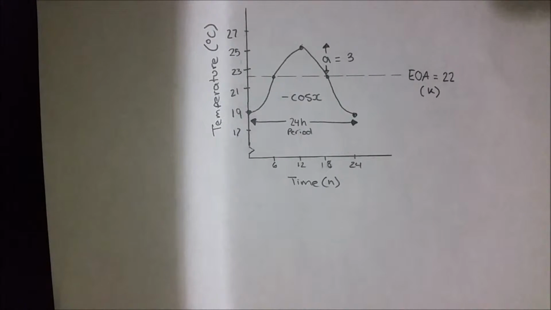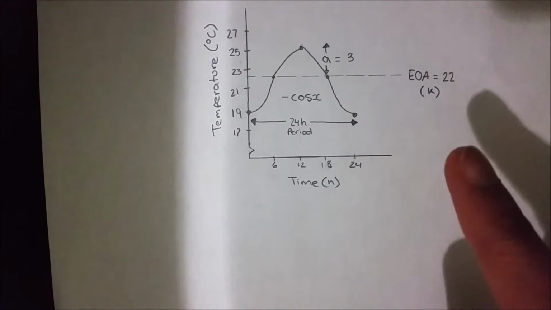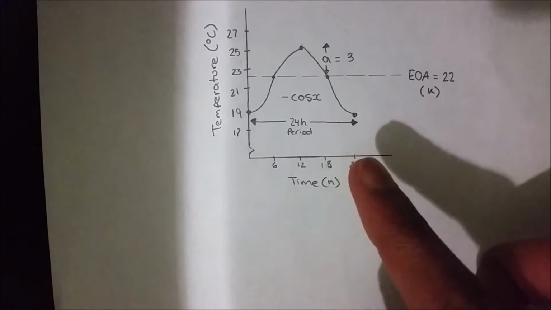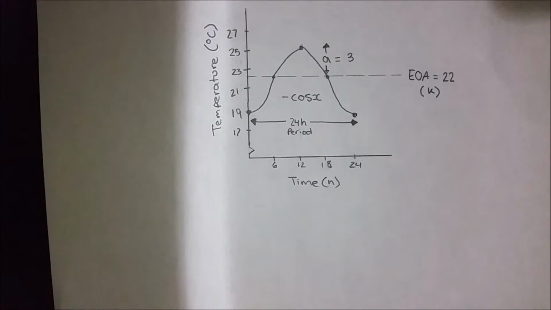My strategy right off the bat is to create a graph, because that way you can solve for the variables you need to create an equation. From the graph, I can see that my amplitude is 3, my equation of the axis is 22, the period is 24 hours, and given its sinusoidal shape, the function is a negative cos x function. For the graph, I've also labeled my axes: x-axis for time in hours and y-axis for temperature in degrees Celsius.